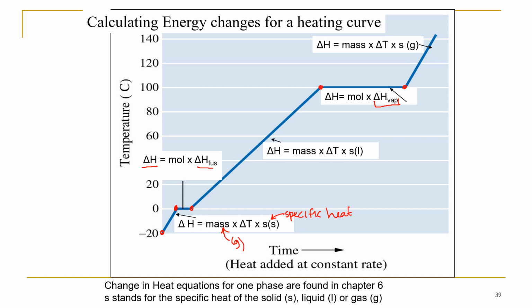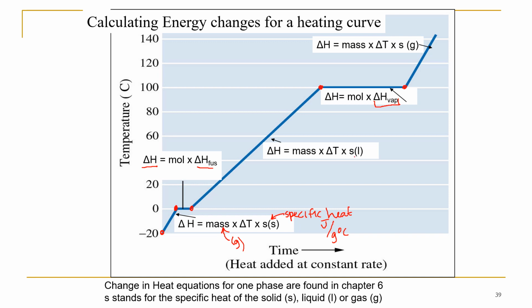Specific heat is generally given to you in joules per gram degrees Celsius. So you take the specific heat, multiply by the change in temperature, the total number of degrees Celsius, and then multiply by the mass in grams. And if you want to go back and look at it, it might be chapter 5 or 6, heats of reaction.